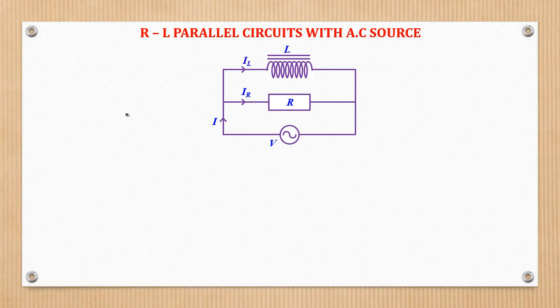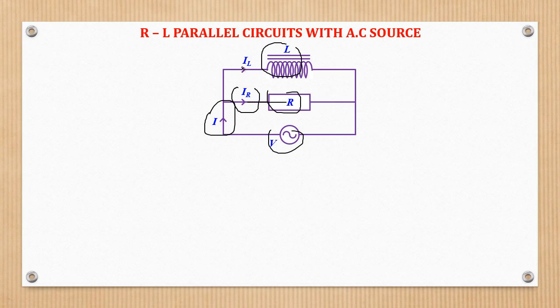So in the previous video, we saw that for series, current is the same. Now when it comes to parallel, it is the PD which is the same. So PD across this is equal to PD across this, and is equal to this source PD. When it comes to current, this is the total current. It is broken down into 2.